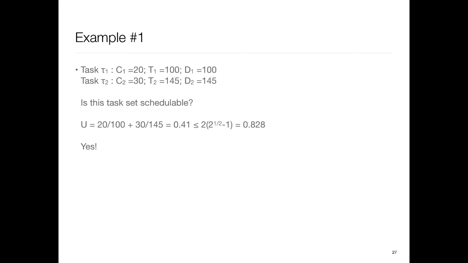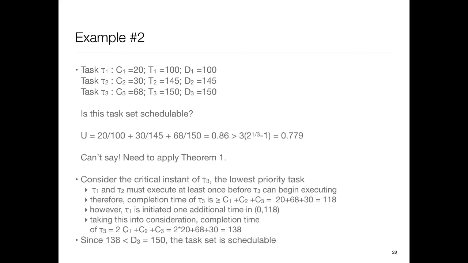So in the closing seconds, I have 2 tasks. Is this task set schedulable? I compute U. U is equal to 0.41, which is comfortably less than this threshold. So yes, it is schedulable. Now I add a third task to it. Is this task set schedulable? Well, in this case, U is 0.86, which is greater than the formula threshold for n equal to 3. And so we can't say, we really have to apply the full-blown analysis, and in this case it turns out the task set is schedulable. You'll have to just sort of convince yourself.